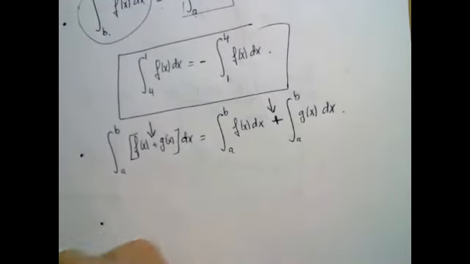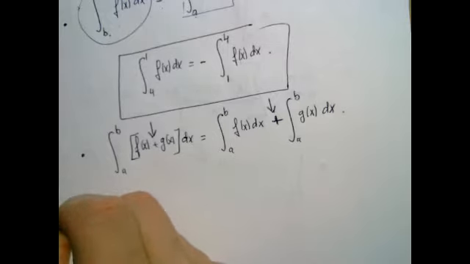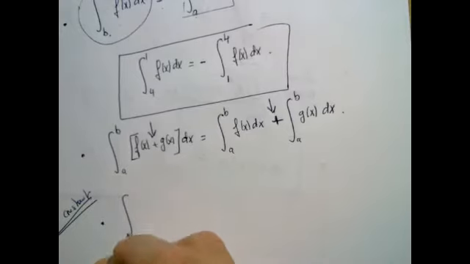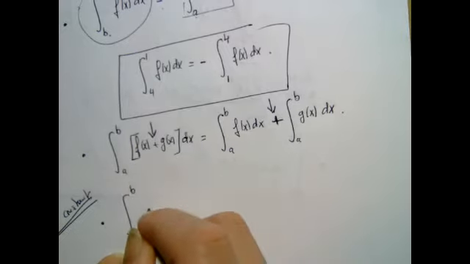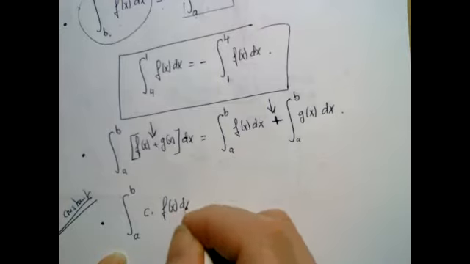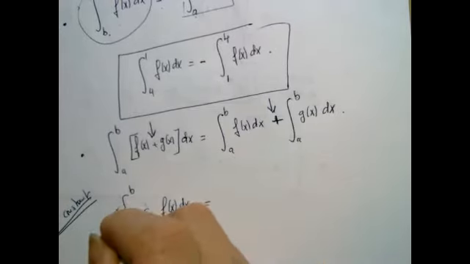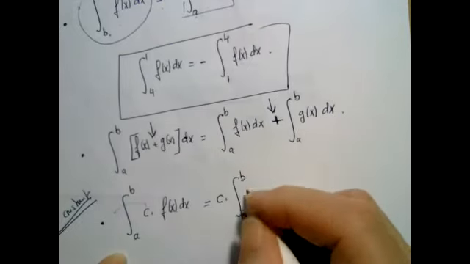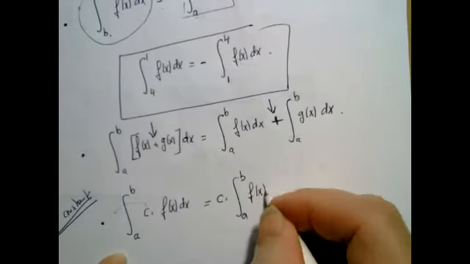Other properties. Suppose I have a constant c, which means it doesn't depend on x. Then the integral from a to b of the constant c times f of x dx, the constant can be pulled out. It's c times the integral of f of x dx.